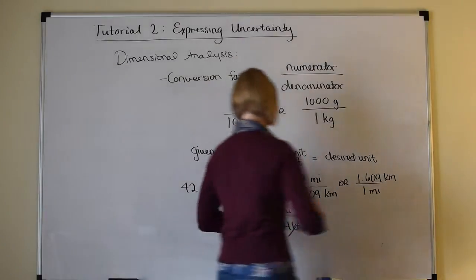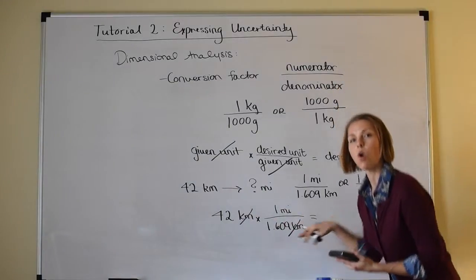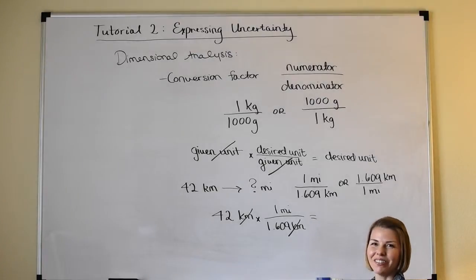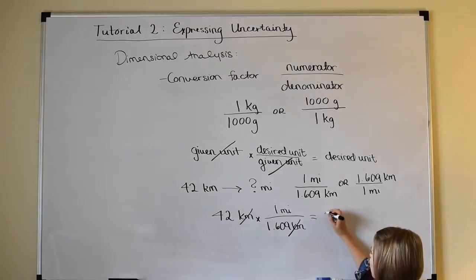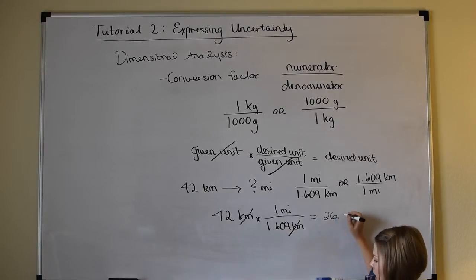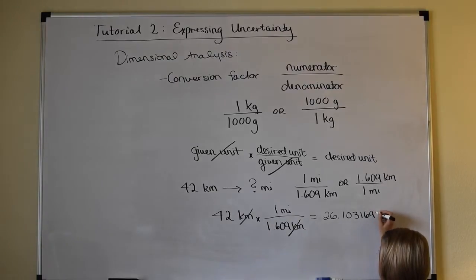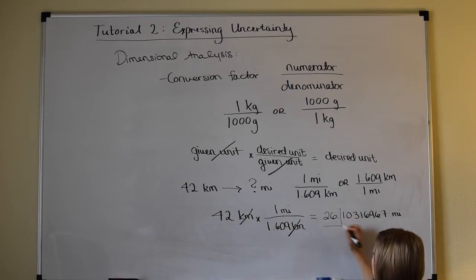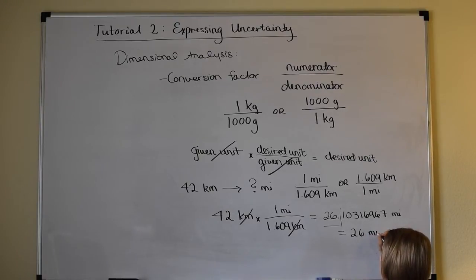I'm going to go ahead and write the whole number given by my calculator. Remember, your calculator is not going to round your sig figs for you, okay? So we'll go ahead and go through that as a separate step. So my calculator gives me 26.10316967, and that's miles. Okay, we're going to round to 2 sig figs. So our final answer is 26 miles.